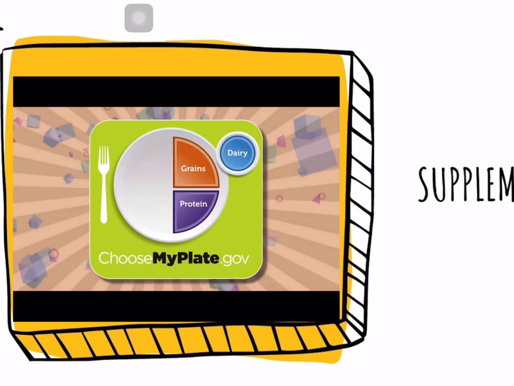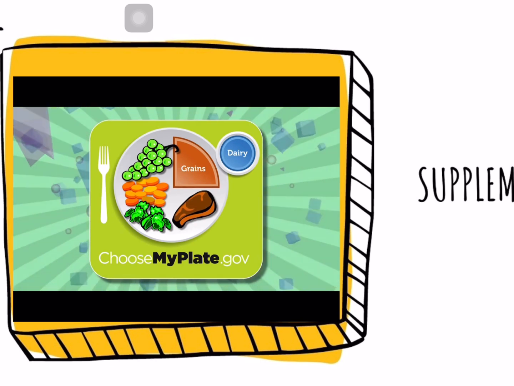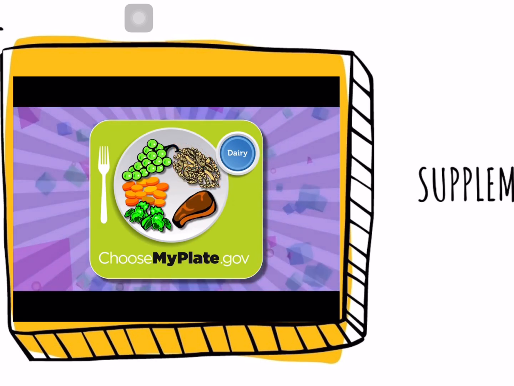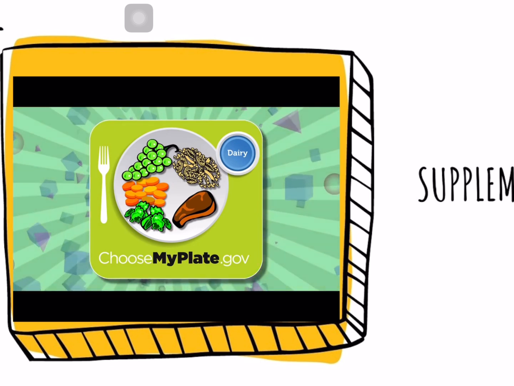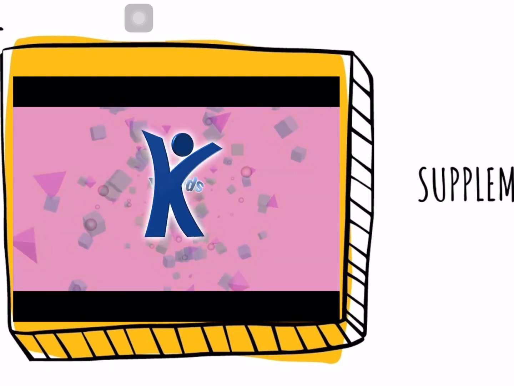Notice how half the plate is full of fruits and vegetables. A smaller portion contains protein, like lean meat or fish. There's also grains, like whole grain bread or pasta, and dairy, like milk, yogurt, or cheese. Follow the My Plate guide.